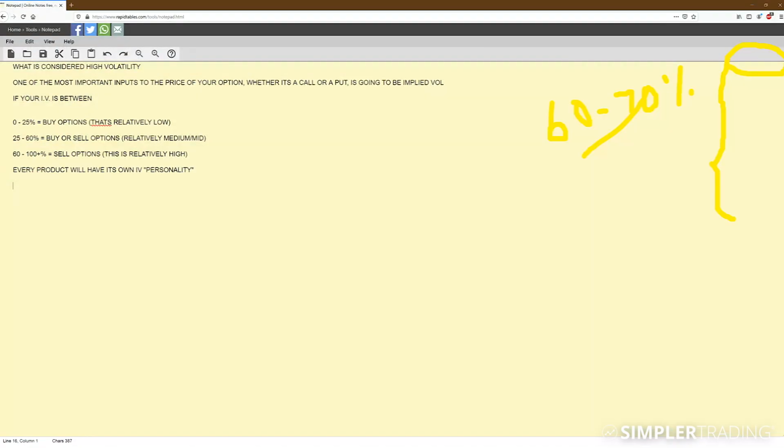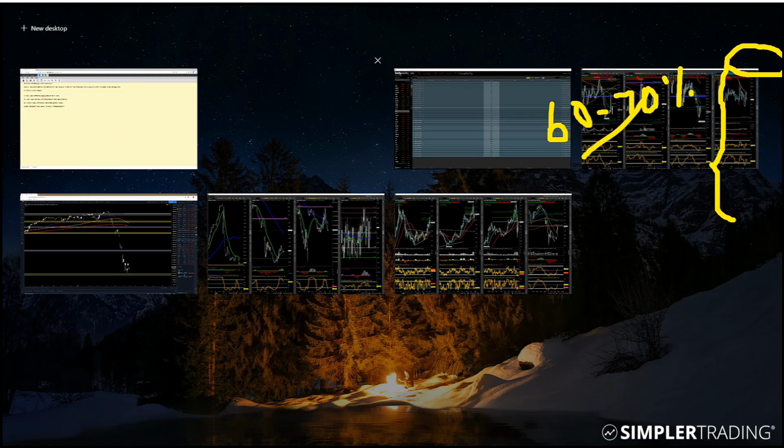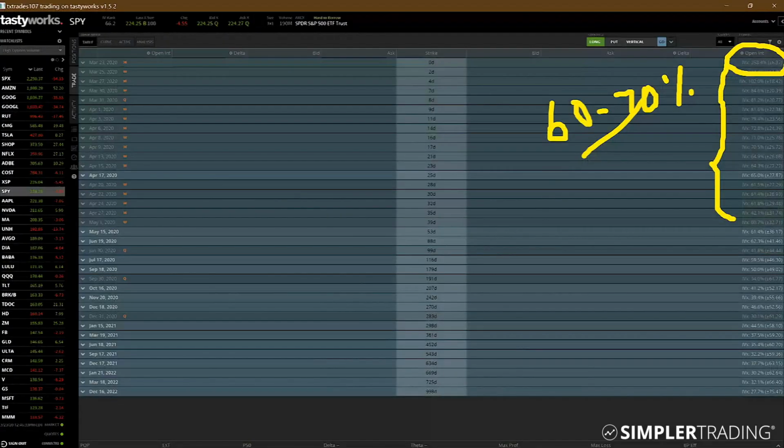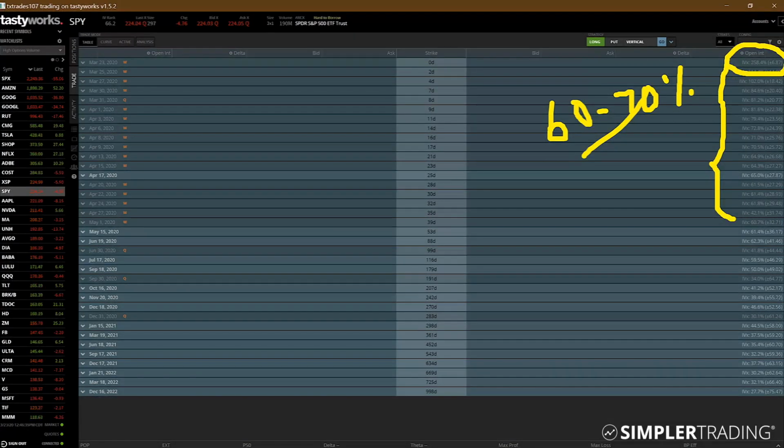Our notes say that at 60 to 100% plus, we typically want to sell options. Now, here's the thing, guys. We find ourselves in a very interesting market right now. The strategies that go with an implied volatility of 60 to 70, selling that volatility, also imply that things will calm down a little bit, right?